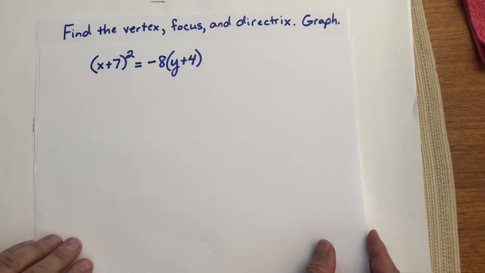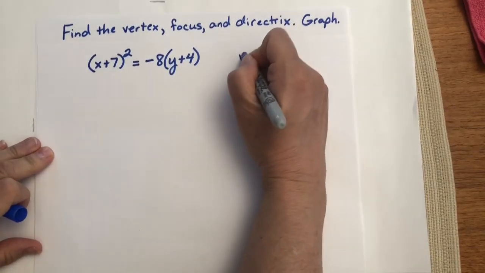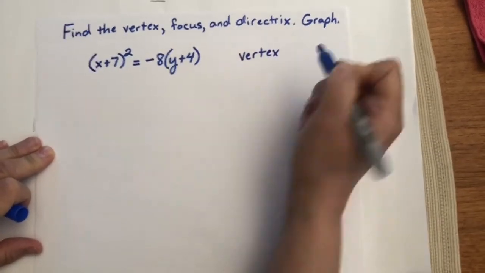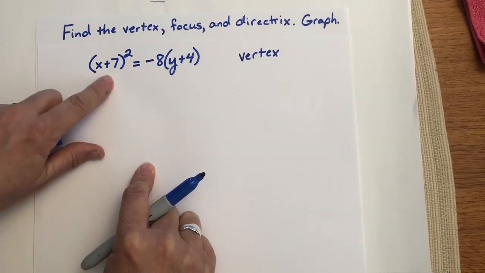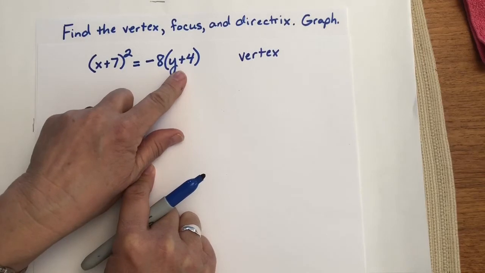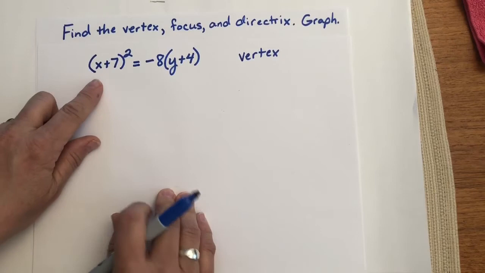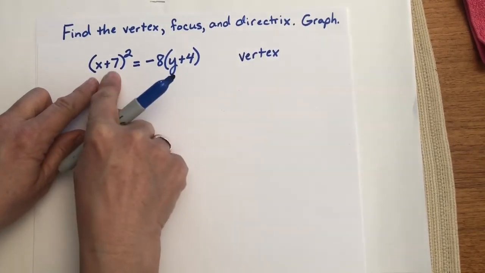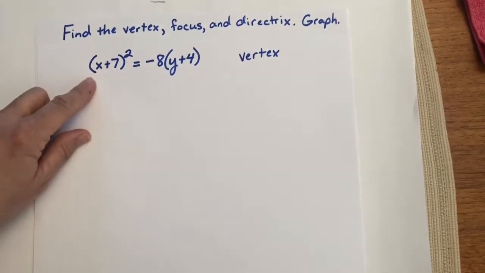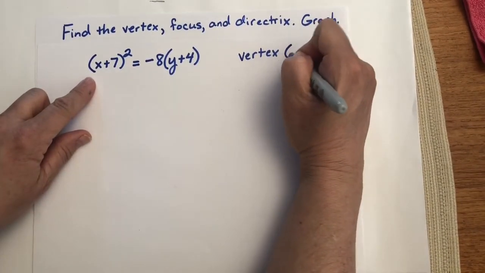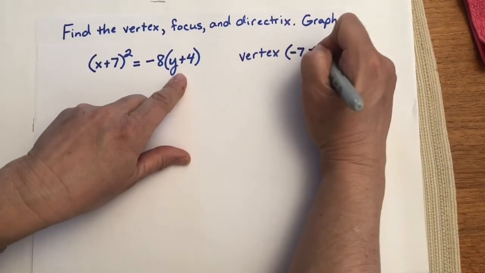Let's do one that's been shifted off the origin. So let's jump in with the vertex first. It's already in standard form, so the vertex is looking at us. Remember, you look at the term with the x to find the x coordinate of the vertex, and you look at the term with the y to find the y coordinate of the vertex. So it's always x minus the x coordinate, so that would be x minus -7, or in other words, it's always the opposite of the number you see there. So we know the vertex would be at -7, comma, -4.